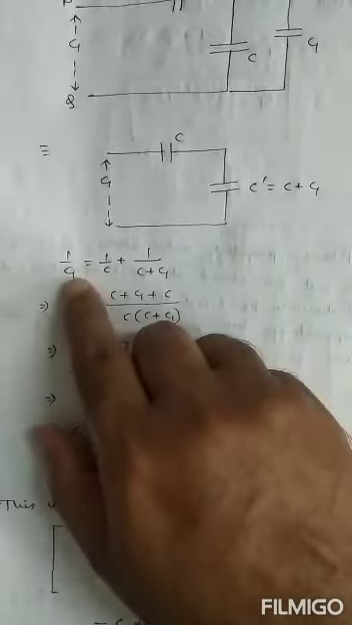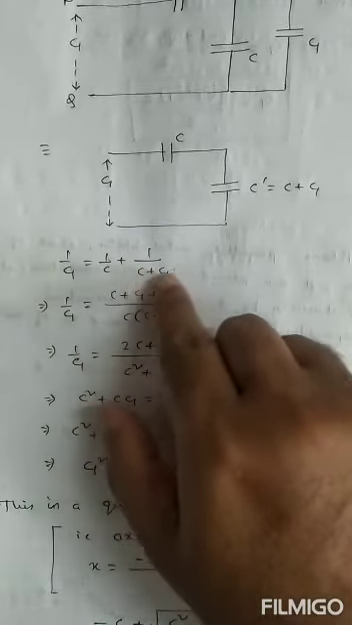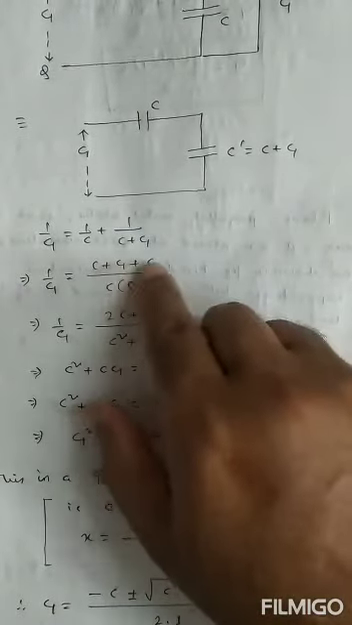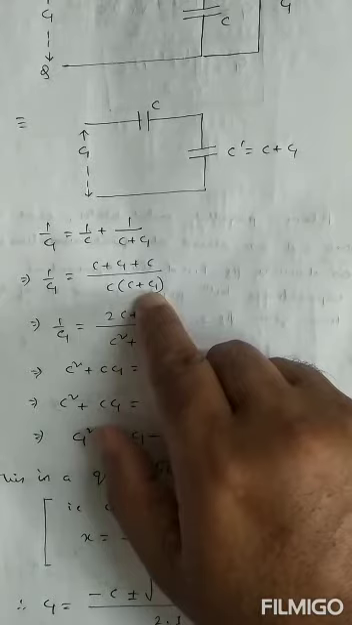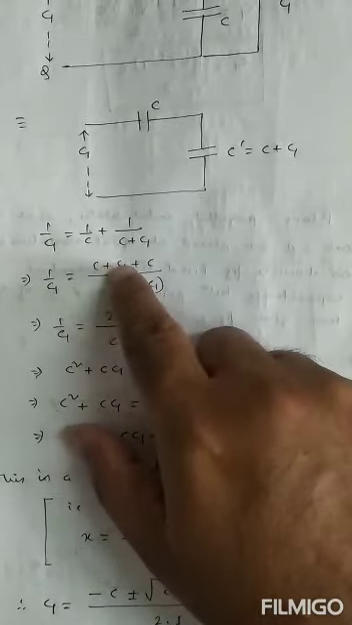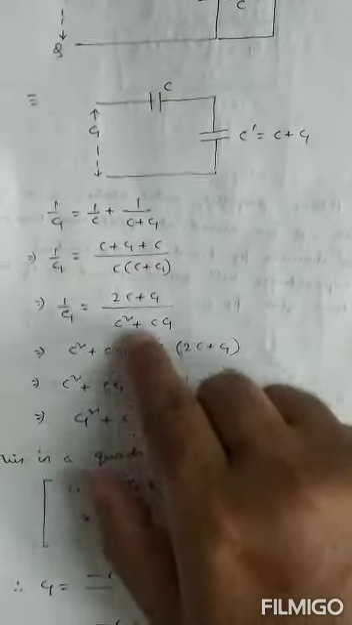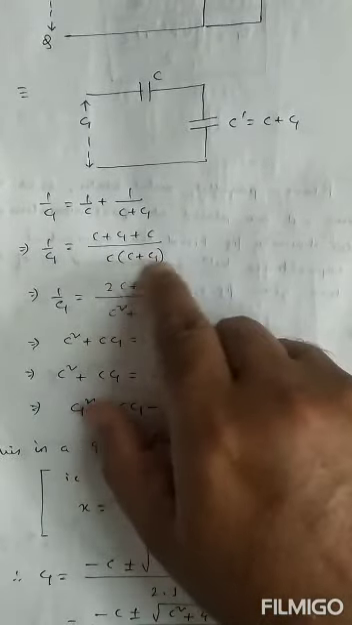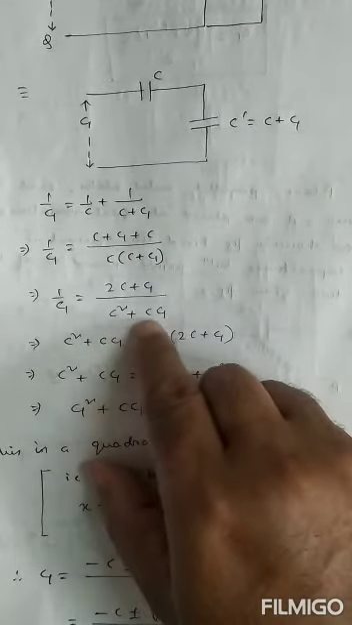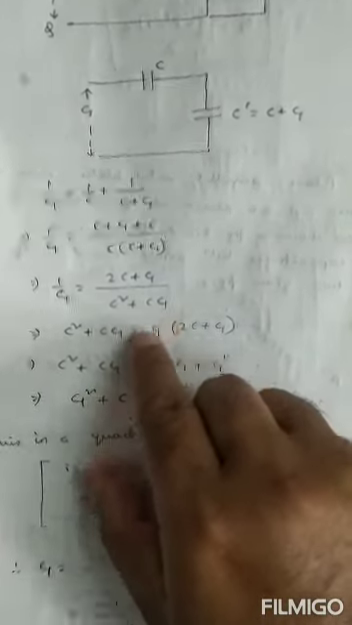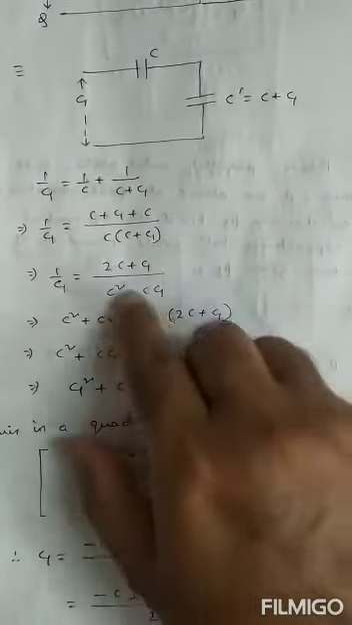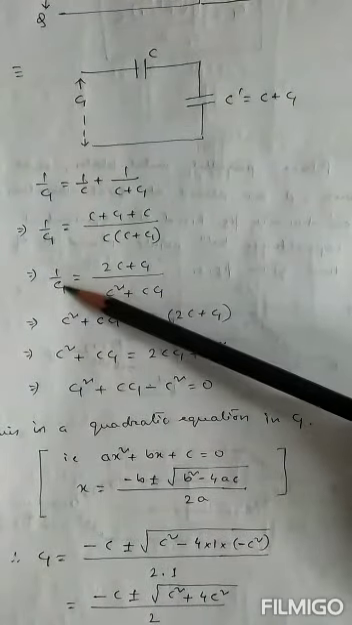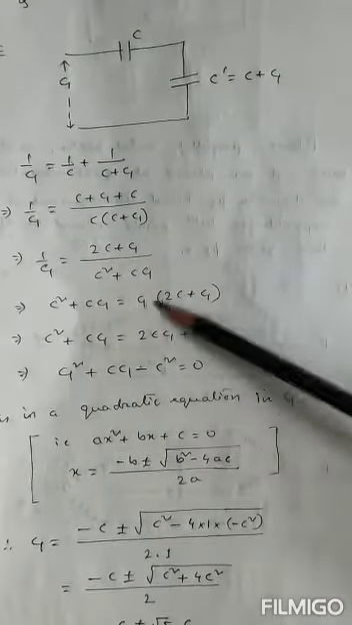So, therefore, 1 by C1 is 1 by C plus 1 by C plus C1. I take the LCM. Okay? C into C plus C1. Therefore, C plus C1 will go in this part and this C will go in this part, so twice C plus C1. Okay? I remove the bracket from the denominator, so C square plus C C1. Okay? Now, I cross multiply it. This will go this side, in the numerator, and this denominator comes here. So it is like this.